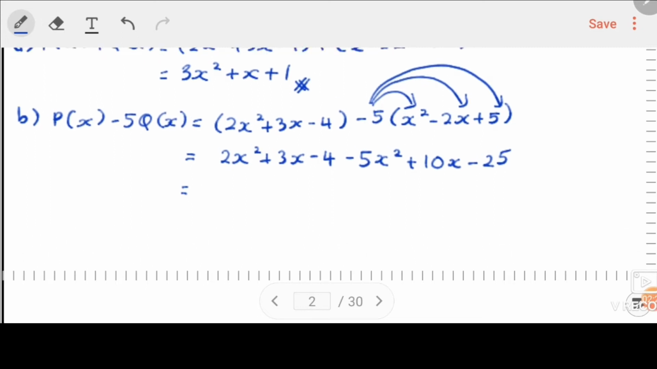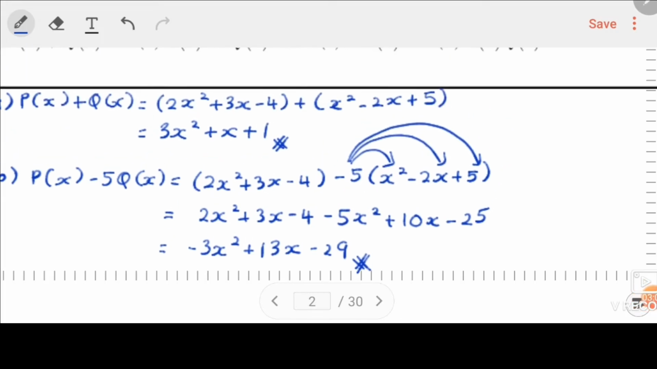Then don't forget to simplify the expression. Combine the coefficient of x squared. 2 minus 5 become negative 3x squared. Combine coefficient of x. 3 plus 10 become plus 13x. Combine the constants. Negative 4 minus 25, negative 29. So for part B, the final answer is negative 3x squared plus 13x minus 29.